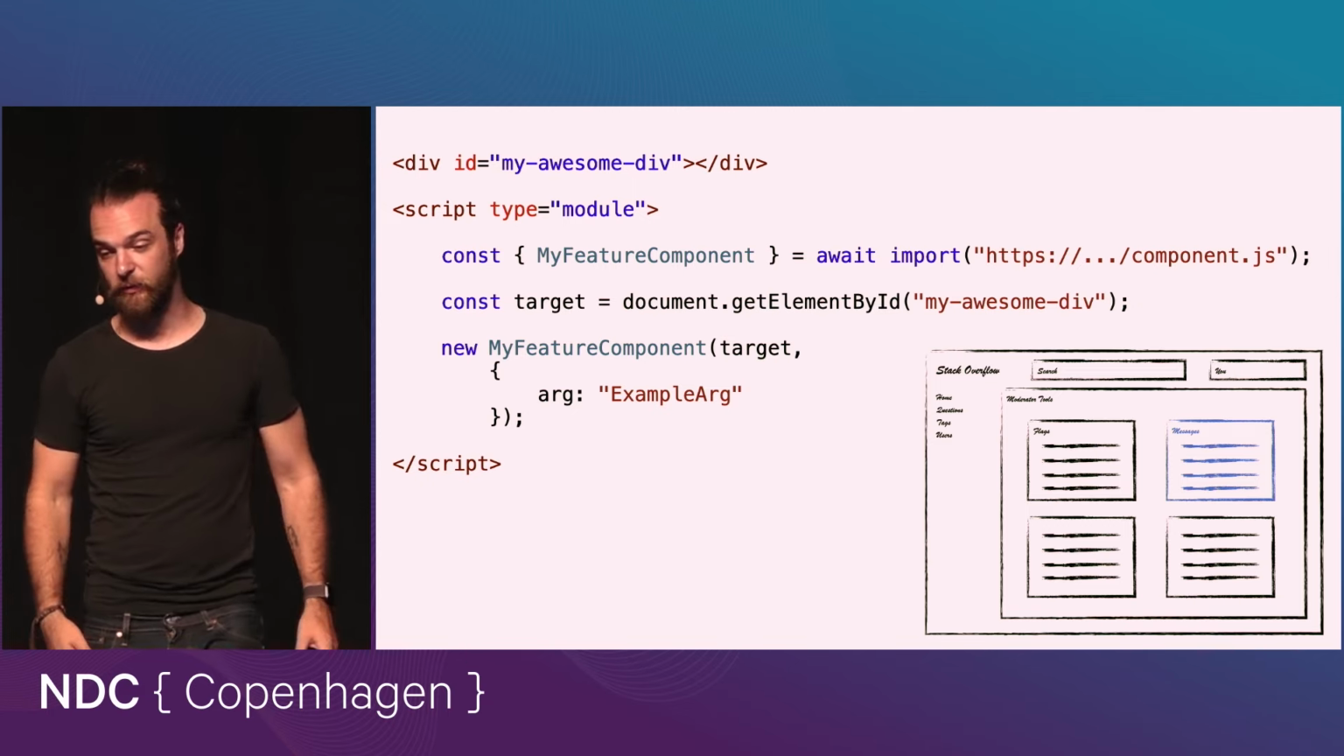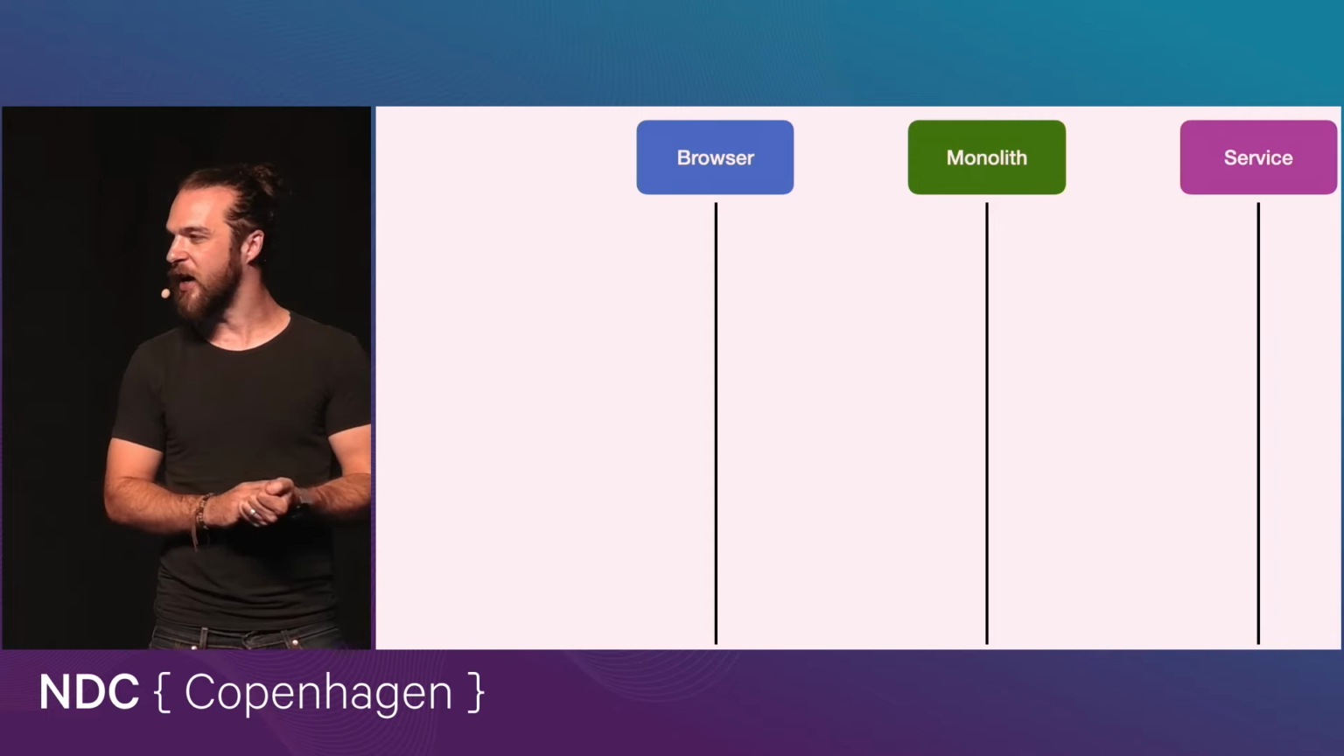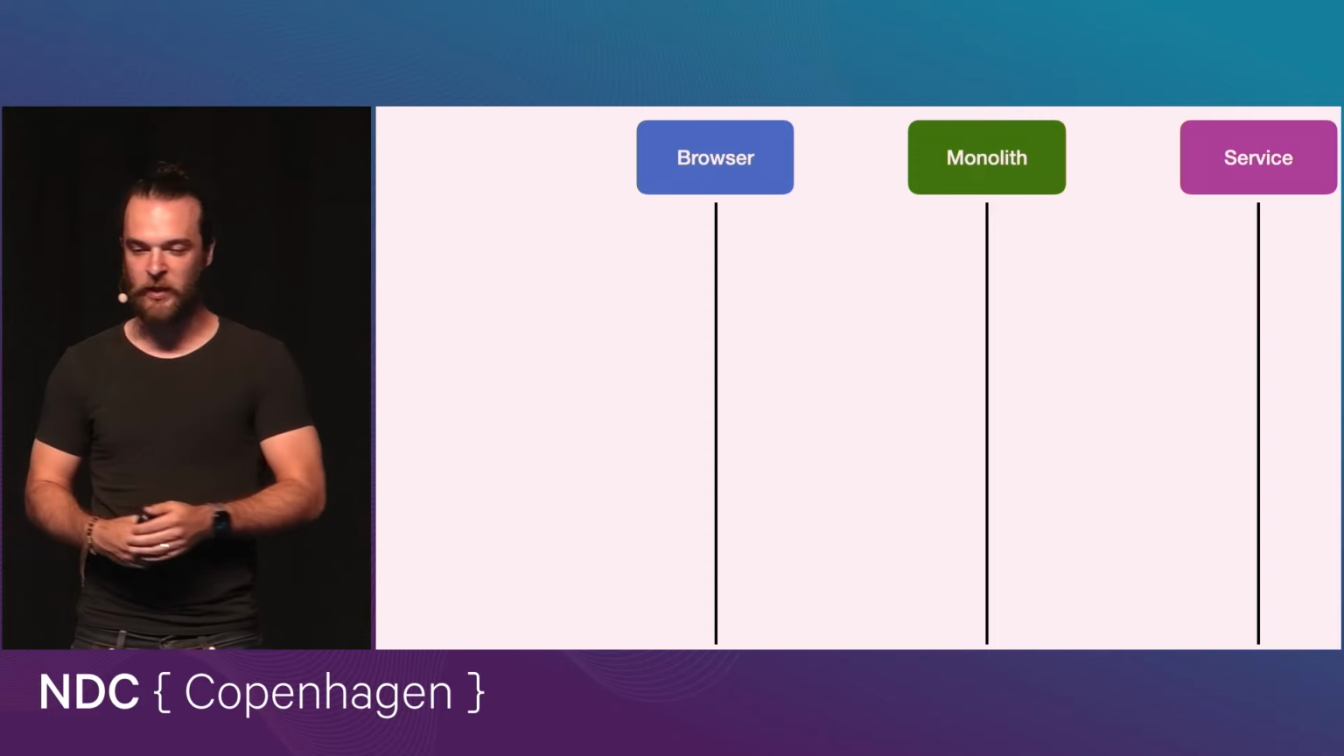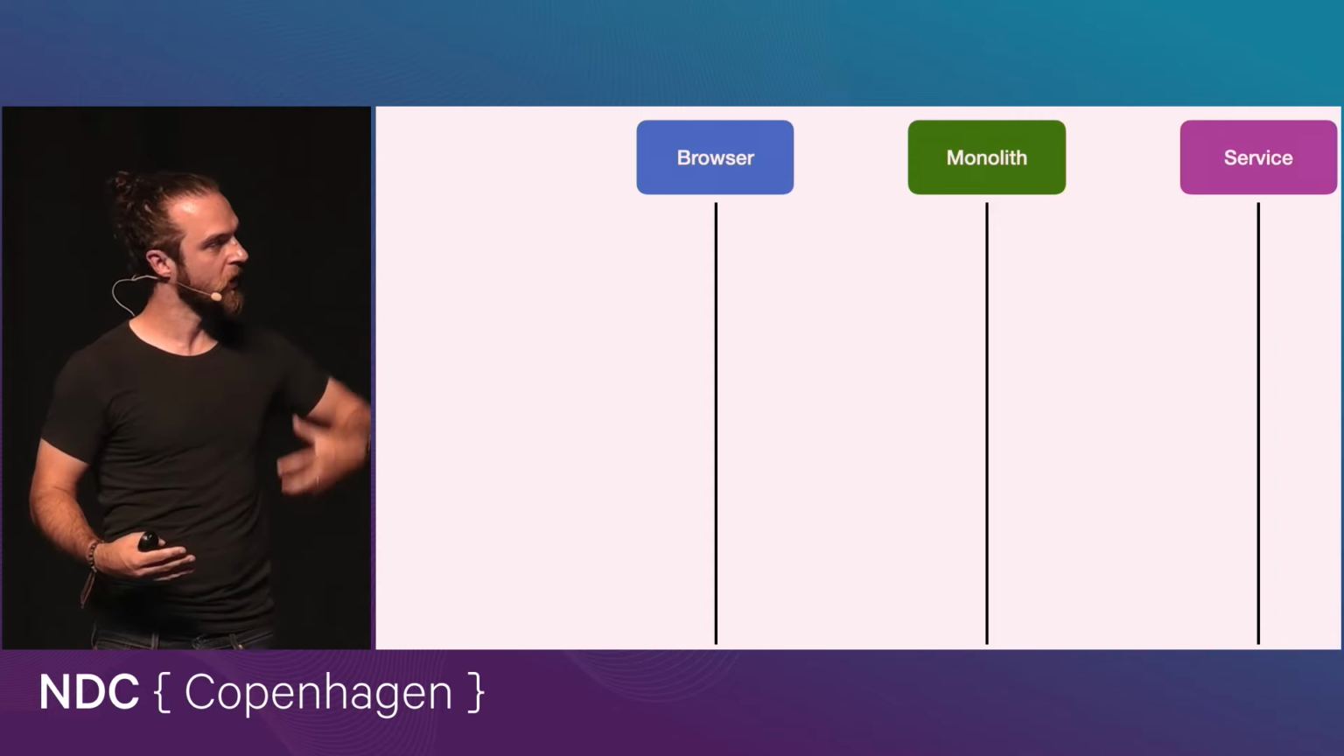But what does that look like in terms of the conversation? We're going to do a sequence diagram. You know, a good sequence diagram. We've got three things involved. We've got the browser, we've got the monolith, and the service. So what happens in terms of time?